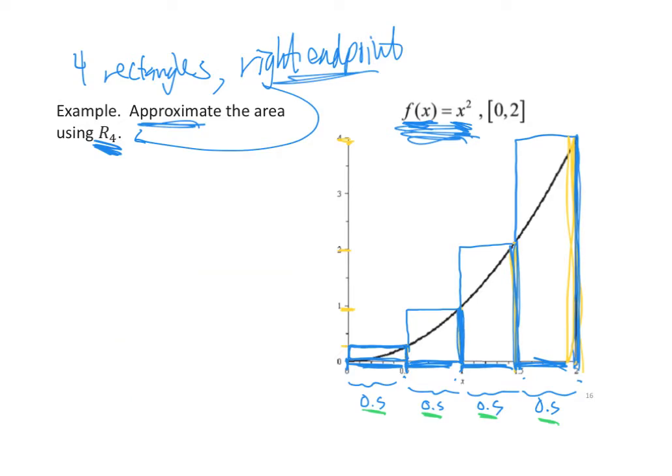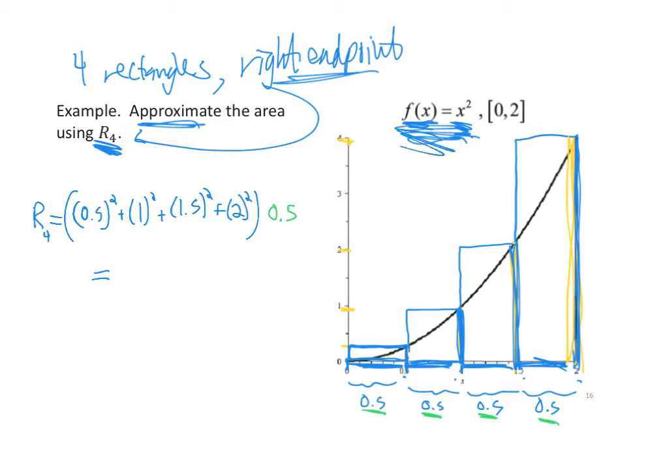So what we had was this common factor of 0.5, which I'll factor out and I'll put it at the end. And then we had the sums of the endpoints plugged into the function. So 0.5 squared plus 1 squared plus 1.5 squared plus 2 squared. So we could have also written this. This is R4, by the way. We could have also written this using the function notation. We could have written this as f of 0.5 plus f of 1 plus f of 1.5 plus f of 2, all multiplied by 0.5.